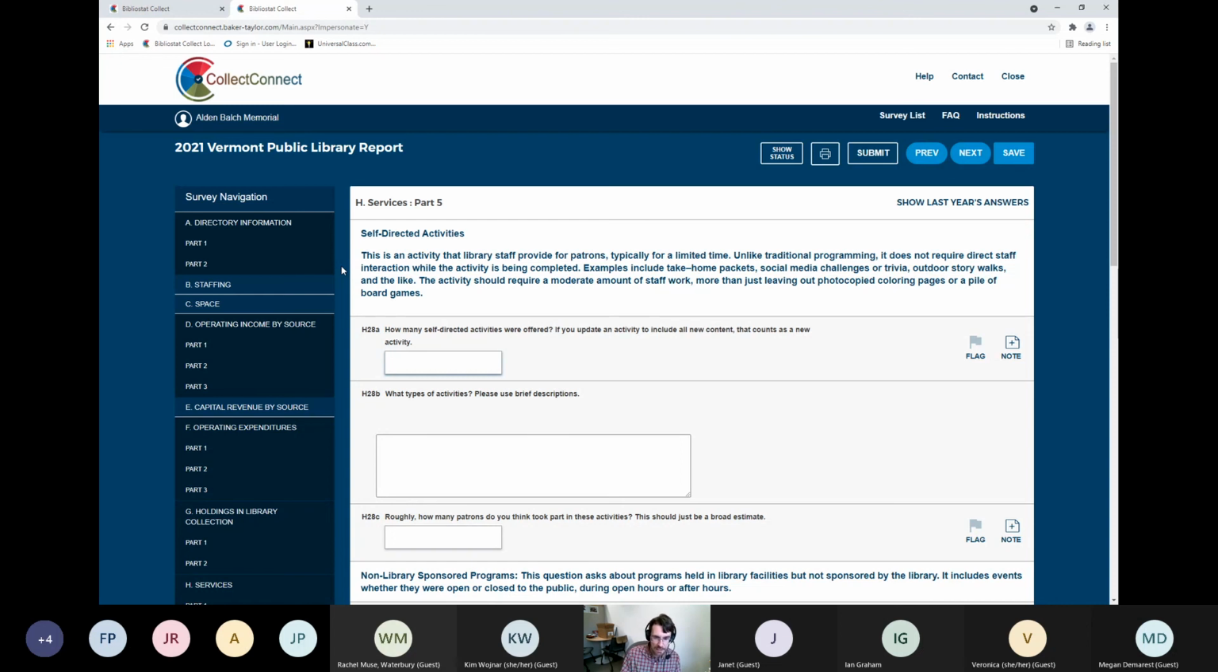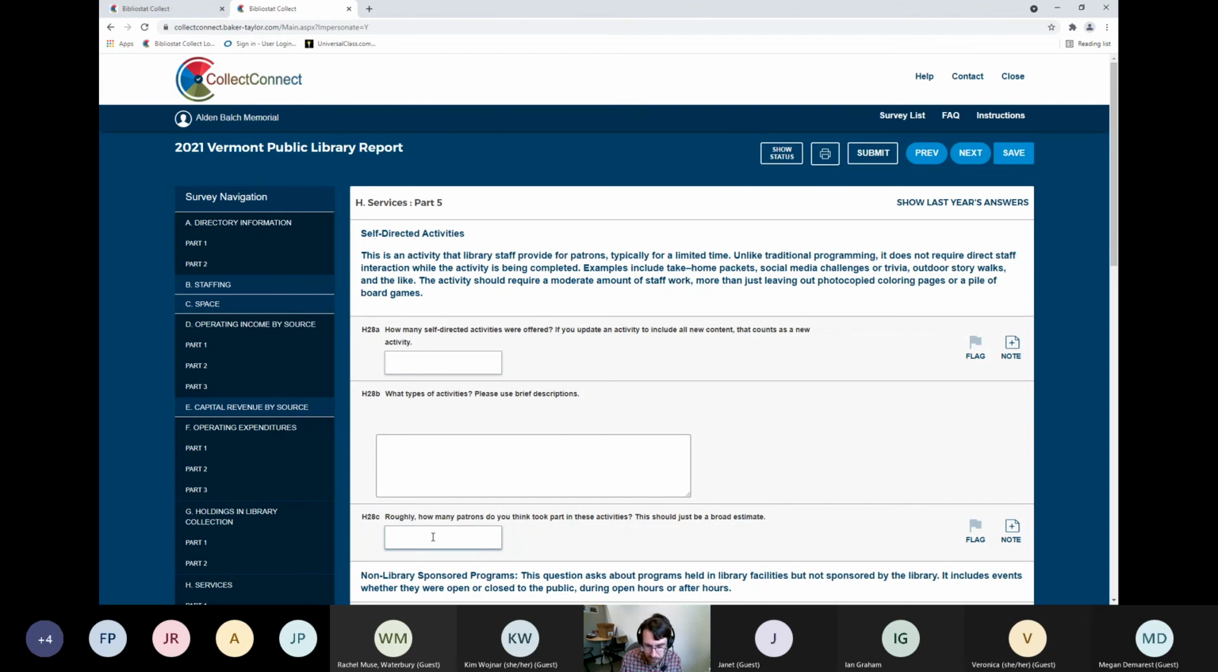So what we're counting is the activities. And each time, if you completely rework it, that's a new activity. If you change one thing, that's not a new activity. So we want to know how many activities you did. We want a brief description of what kind of activities you did. And then we want roughly how many people you think participated?